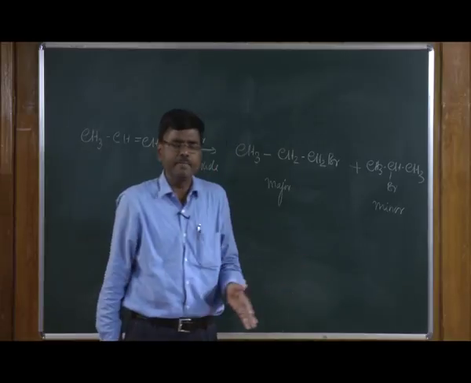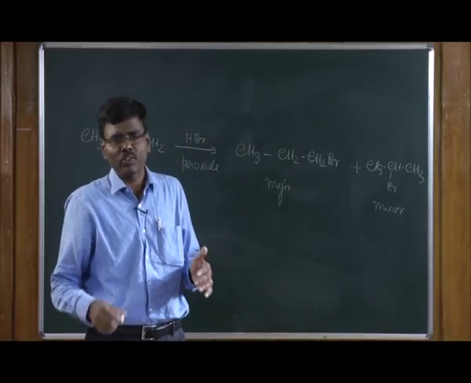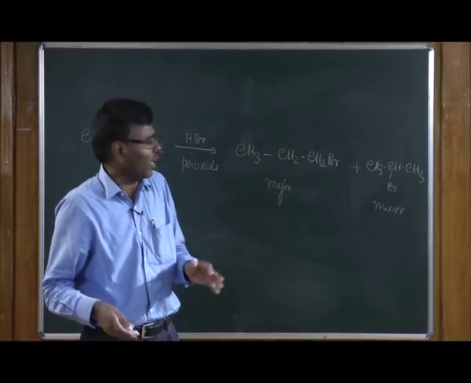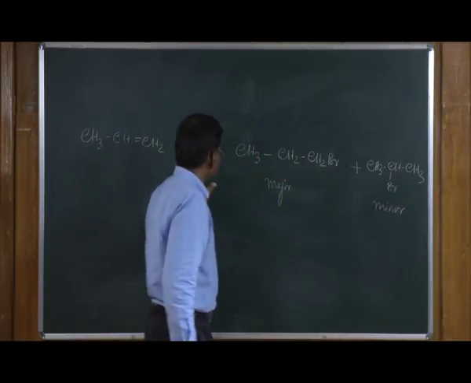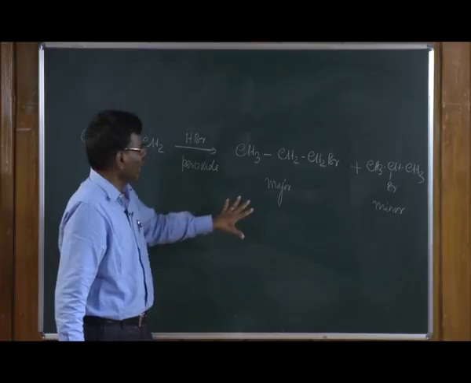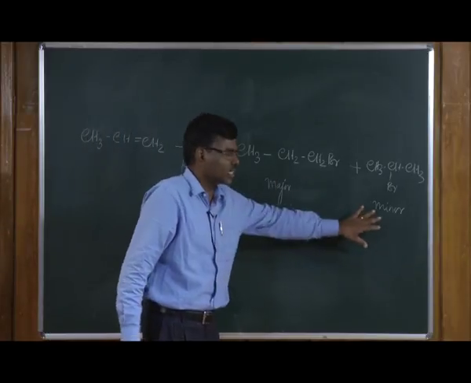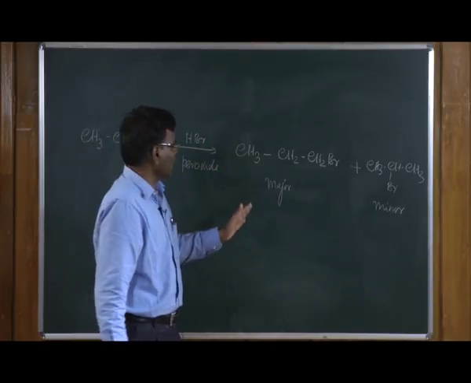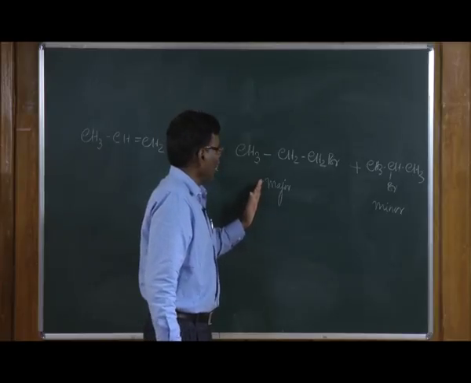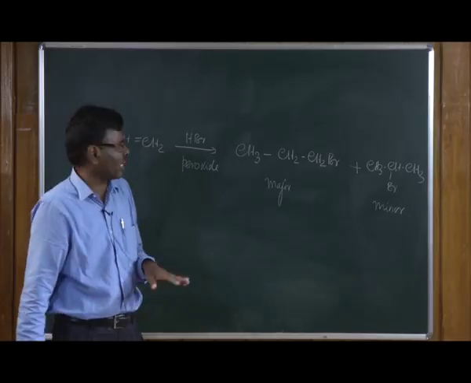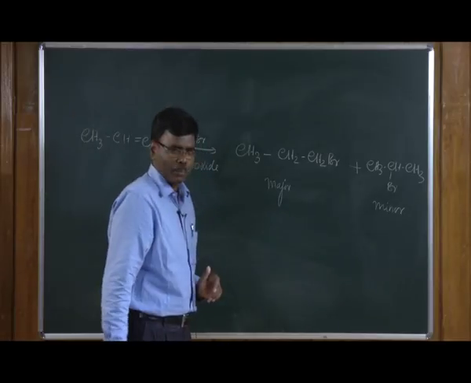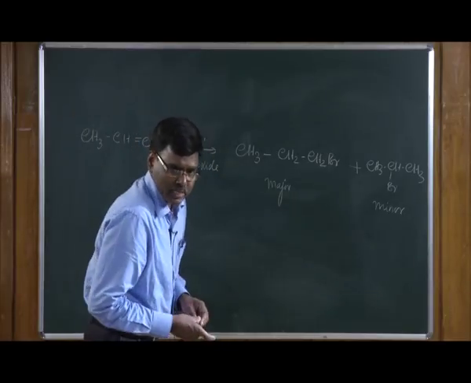Just as we have seen in the case of electrophilic addition reaction, this is always the major product. However, when you carry out the reaction in the presence of peroxide, this is going to be the major product and this is going to be the minor product. This is called the anti-Markovnikov product. Particularly when you carry out the reaction in the presence of peroxide, you get this as the major product. Now, let us look at the mechanism.